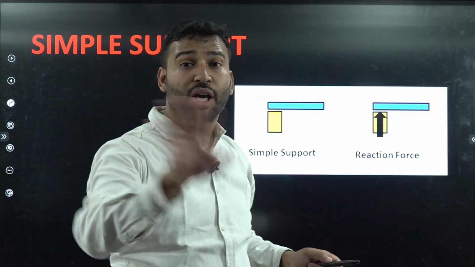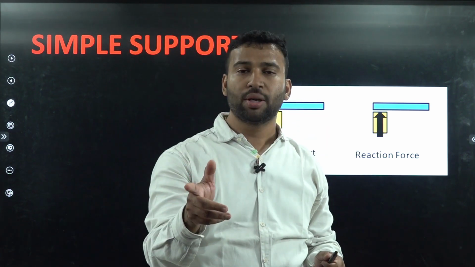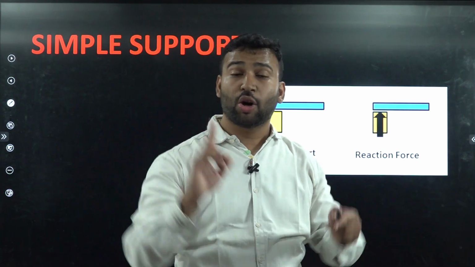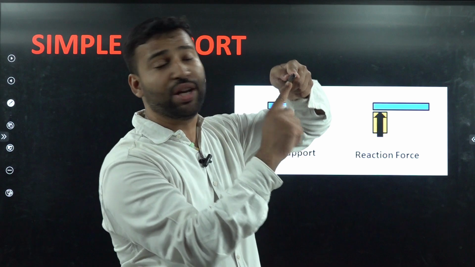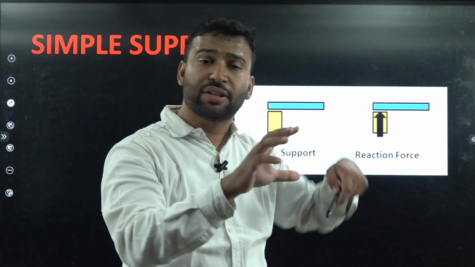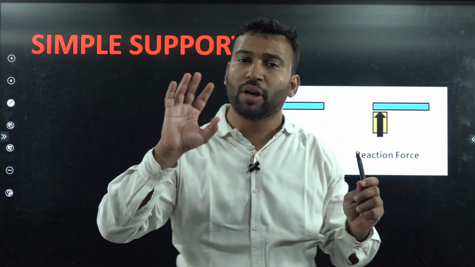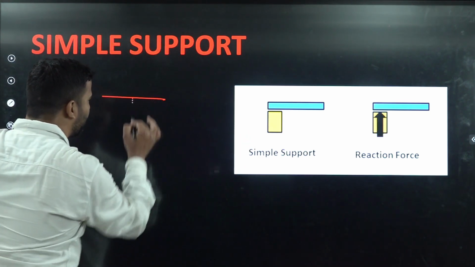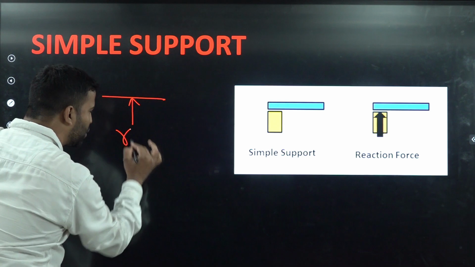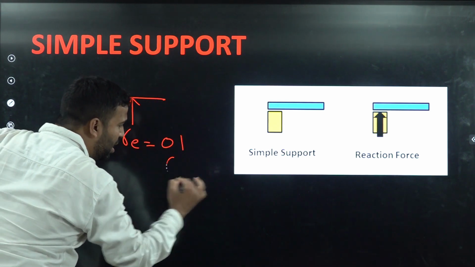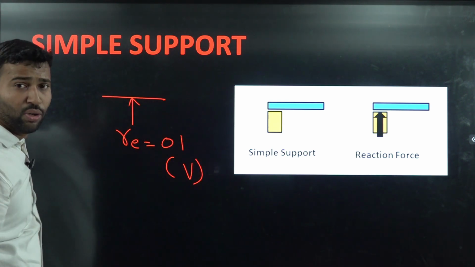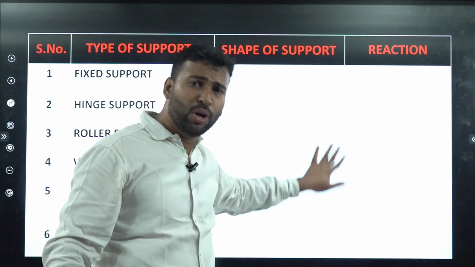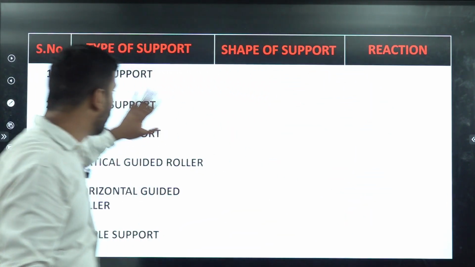Here no vertical movement is allowed because we will have a vertical reaction here. Rotation is freely allowed as well as horizontal displacement is also allowed. So in case of simple support, we will have only one reaction, that is only the vertical support reaction. Okay, students? Now this is the shape and the reaction which we have to write here based on the type of support.